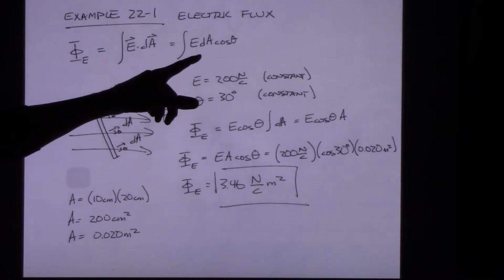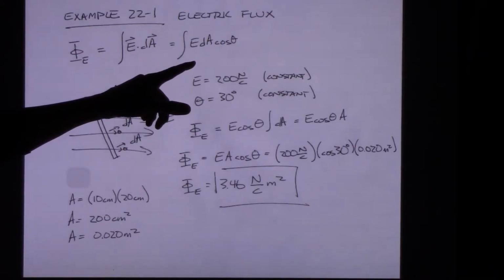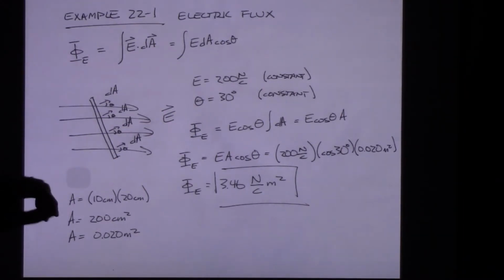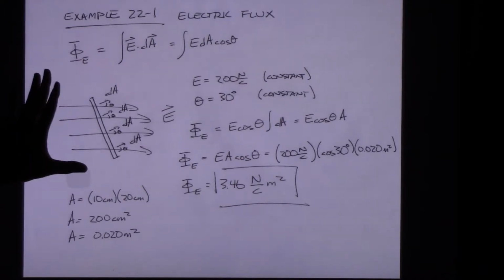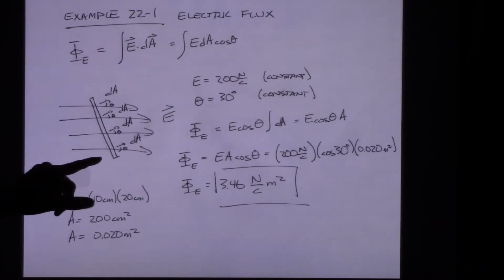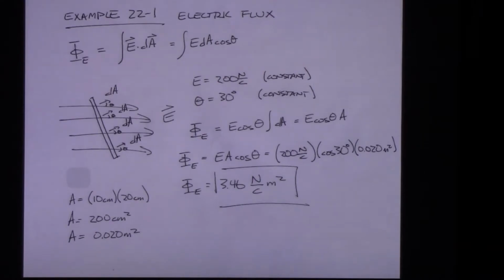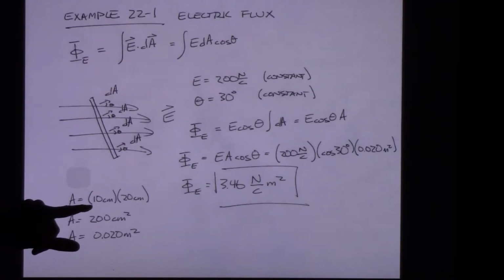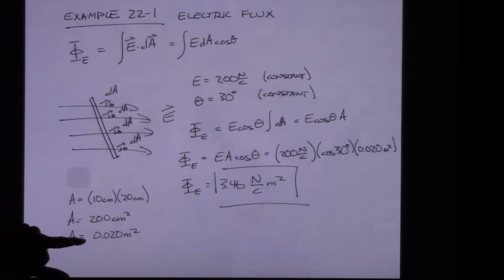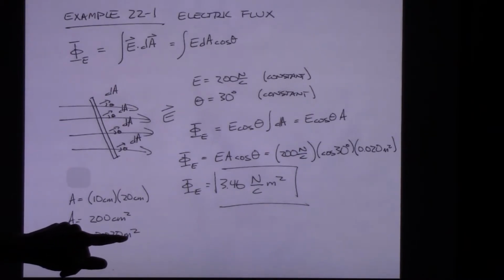So we don't get any flux if it's 90 degrees, we get maximum flux if it's 0 degrees. Thinking of the problem before, I'm going to do a side view here. This is that area we had before, where the area is 10 centimeters by 20, which worked out to be 0.020 square meters.